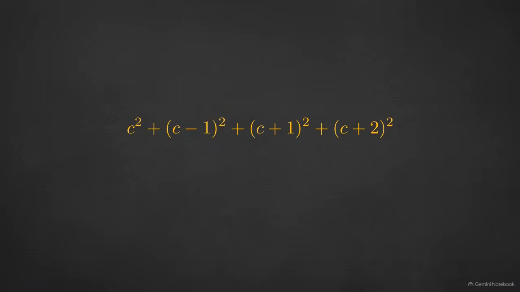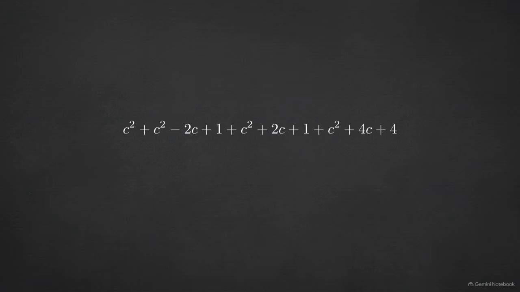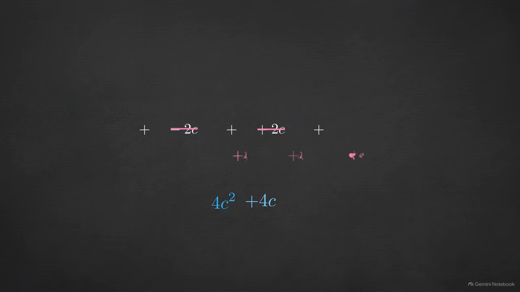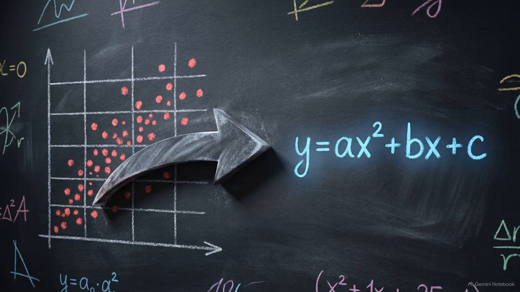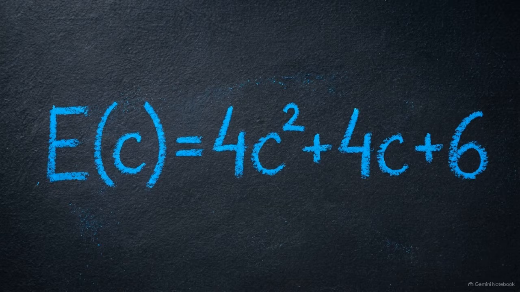Now we expand these binomials. By squaring these linear terms, we naturally elevate our entire error system into a quadratic degree. Expanding the terms reveals the raw polynomial components. Notice the positive and negative cross terms throughout the equation. The positive 2c and negative 2c cancel each other perfectly. The c squared terms sum to 4c squared, and the constant terms, 1, 1, and 4, accumulate into a final result, 4c squared plus 4c plus 6. The abstract, messy concept of total error across multiple data points has been perfectly distilled into a single, independent quadratic polynomial. We now have a master equation for our system's total error.